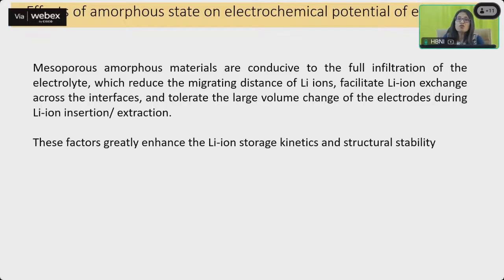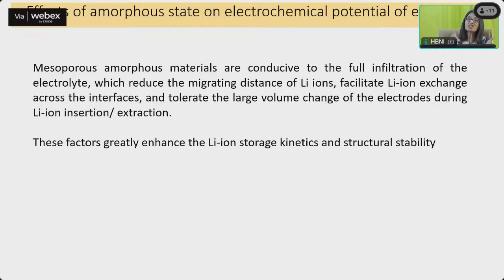Then the effect of amorphous state on the electrochemical potential of electrodes. Mesoporous amorphous materials are conducive to the full infiltration of the electrolyte, which reduces the migrating distance. Please imagine what is happening. For an amorphous material, the electrolyte is infiltrating right inside it, so that exchange is happening very nicely over there. This facilitates the lithium ion exchange across the interfaces, and it can tolerate large volume changes of the electrodes during the lithium ion insertion and extraction.